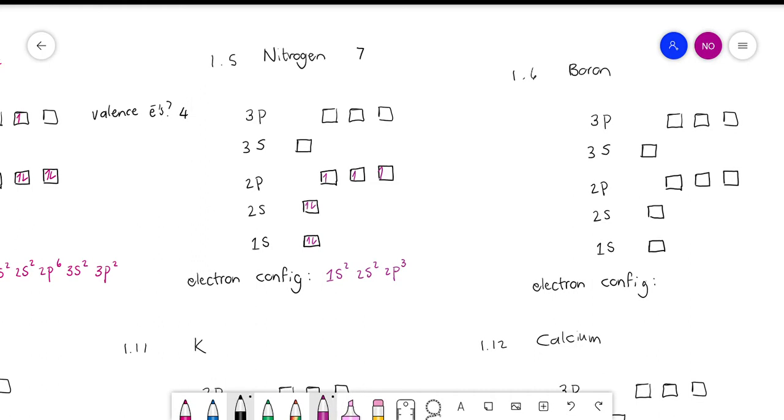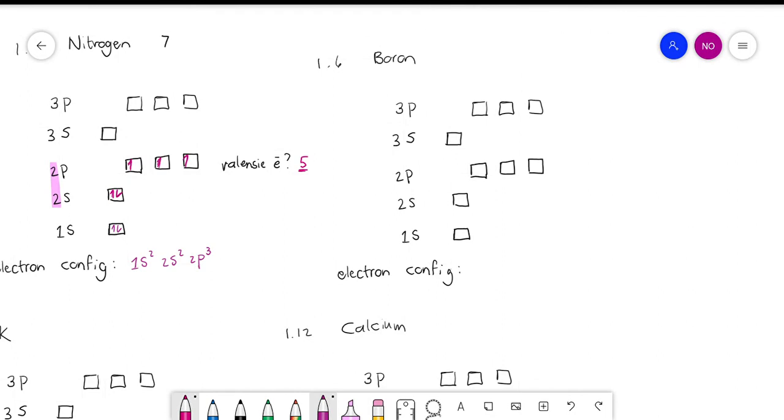As ek vir jou gevra het vir sy aantal valensie elektrone, dan gaan kyk jy wat is sy hoogste energievlak, is 2. So in all of energy level 2 in total, he has 5 electrons. Want jy tel 1, 2, 3, 4, al 5 van hulle is sy valensie elektrone. Okay, and then the last one here was boron. He has 5. 1, 2, 3, 4, 5.